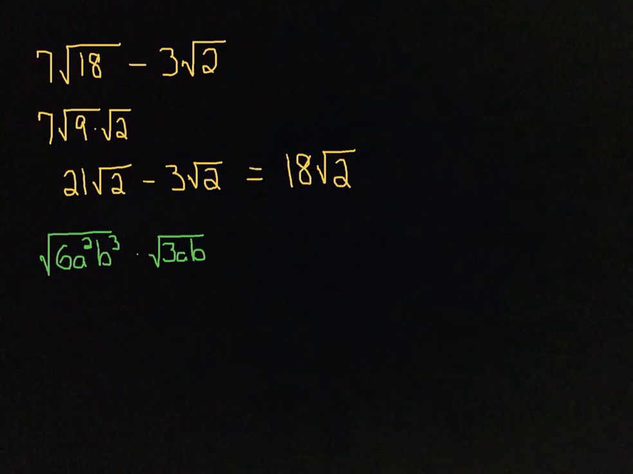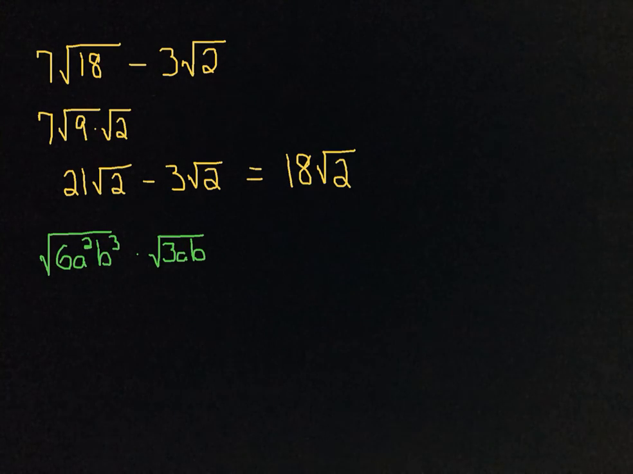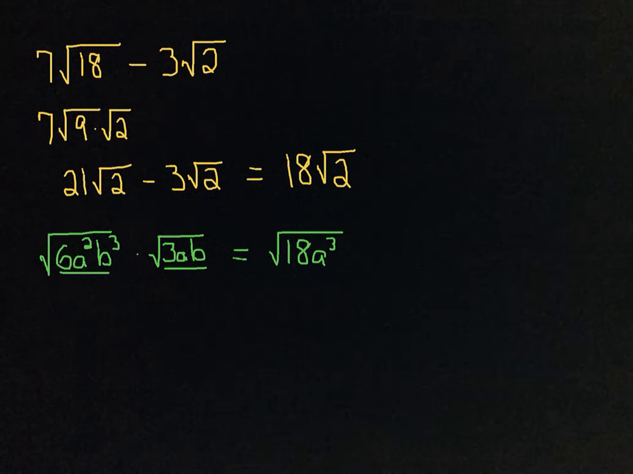In this next problem, I'm going to be multiplying two radicals. Now, unlike adding and subtracting radicals, you do not have to have a common radicand, or a thing under the radical. As long as the index is the same, and they both are square roots, we can multiply these. We don't have to have them the same. So it's going to be the square root, and 6 times 3 is 18. And a squared times a is a cubed. And b cubed times b is b to the 4th. Rules of exponents: when you multiply, you add the exponents.